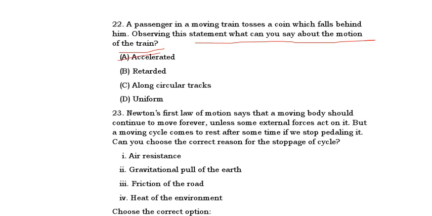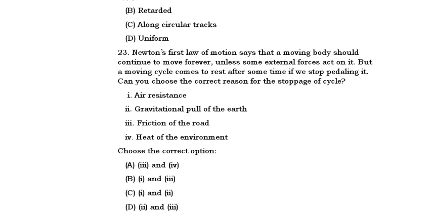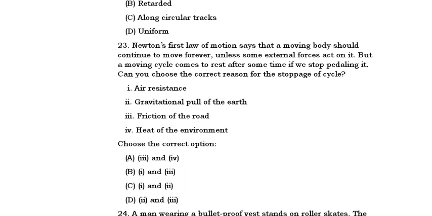Newton's first law. Newton's first law of motion says that a moving body should continue to move forever, unless some external force acts on it. Excellent. That's what we are always telling. But a moving cycle comes to rest after some time if we stop paddling it. Can you choose the correct reason for the stopping of a cycle? Air resistance, gravitational force, no. Friction of road, excellent. So your option is 1 and 3. That is option B.